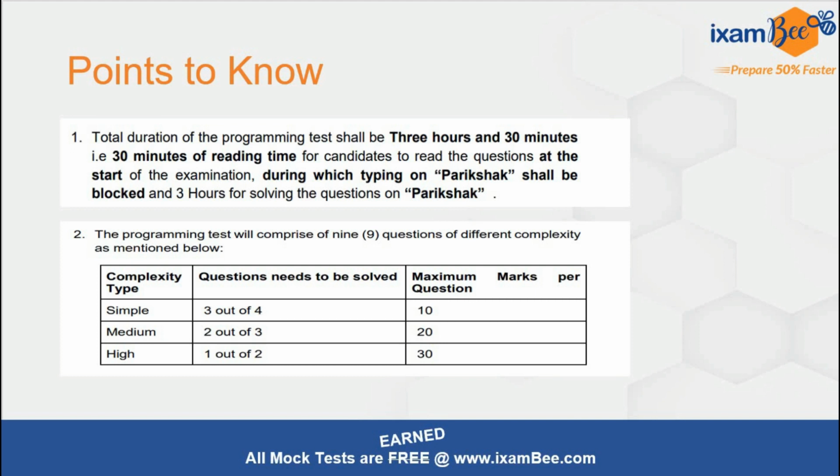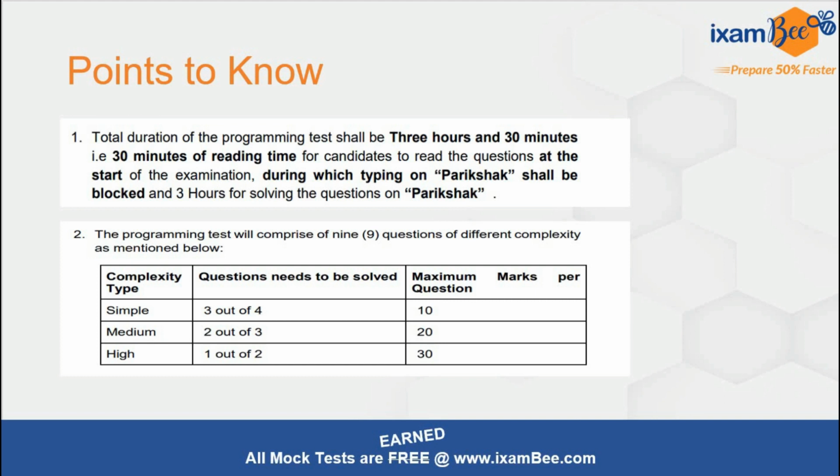Now, you have to understand how you are going to choose those 6 questions. The complexity of this entire paper is divided into 3 parts: simple, medium, and high. The simple questions will be 4. The medium questions will be 3, and the high difficulty level questions will be 2.